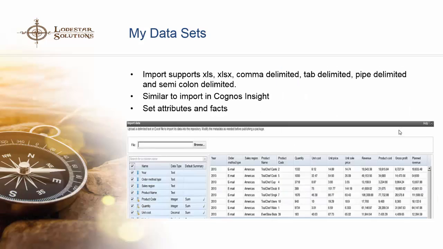So as you can see here on this slide, you have a number of different options to be able to bring in data. You've got XLS and XLSX, so different Excel-based files. There's comma delimited and tab delimited, pipe delimited. So as I said, it's very similar to Cognos Insight.